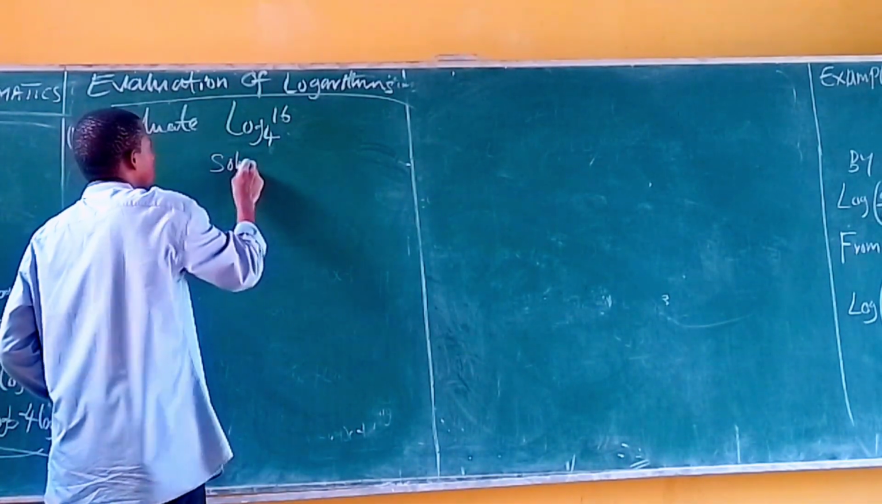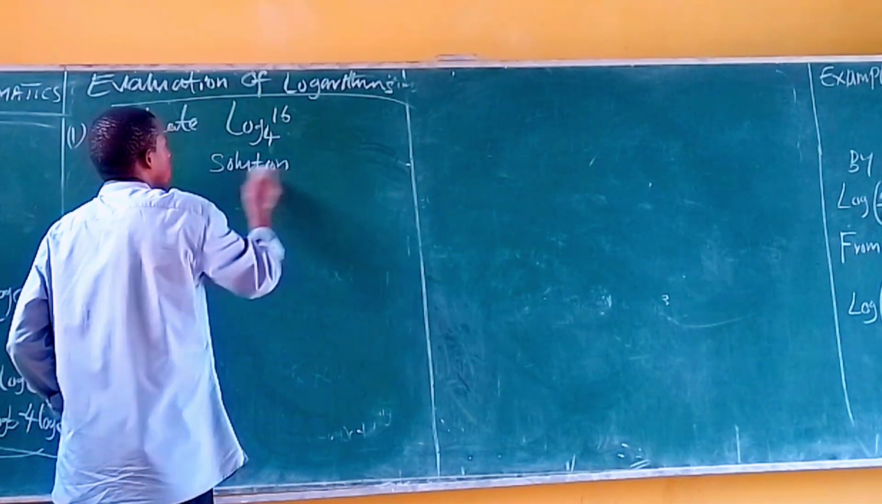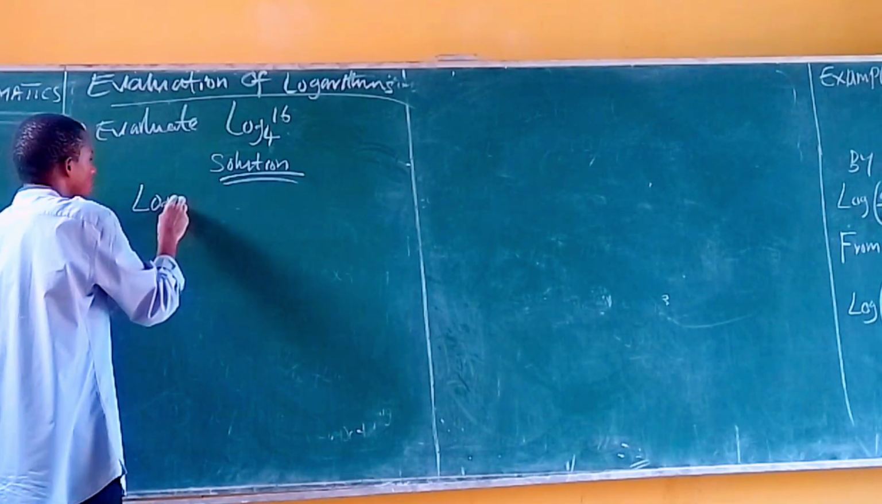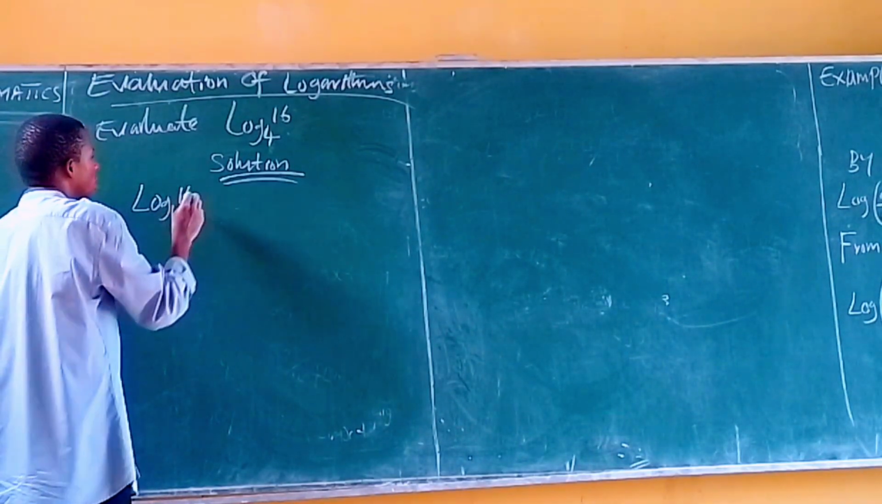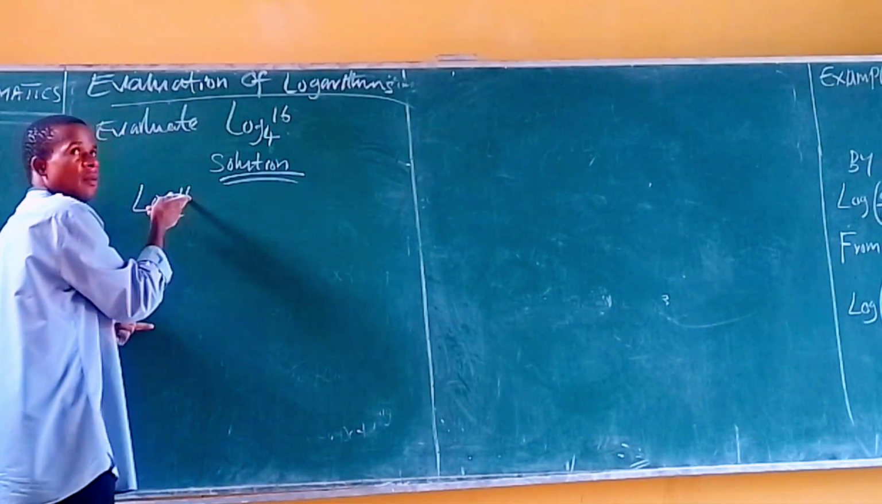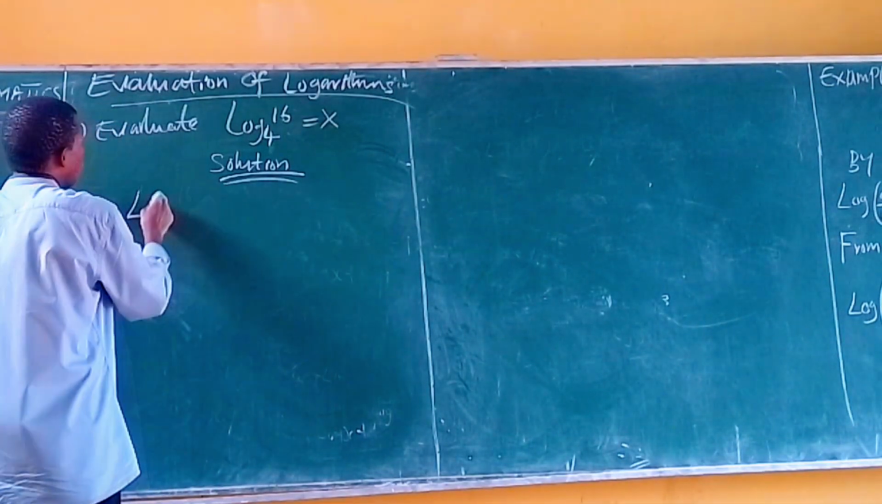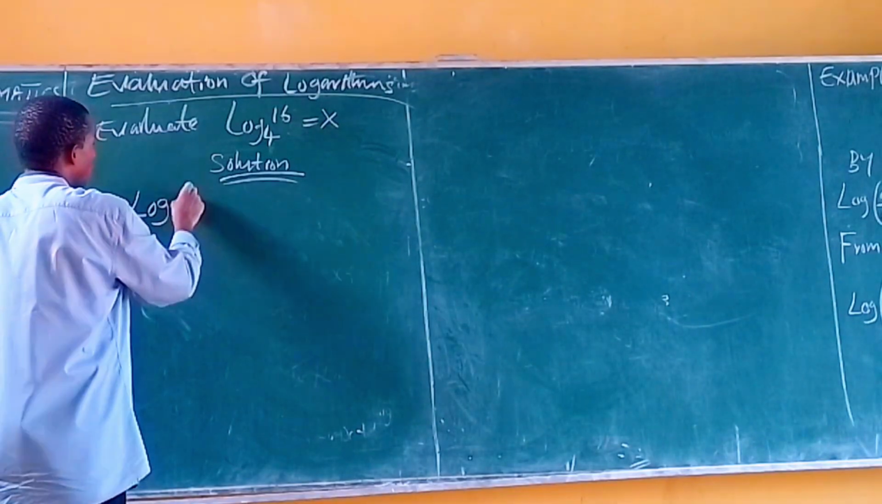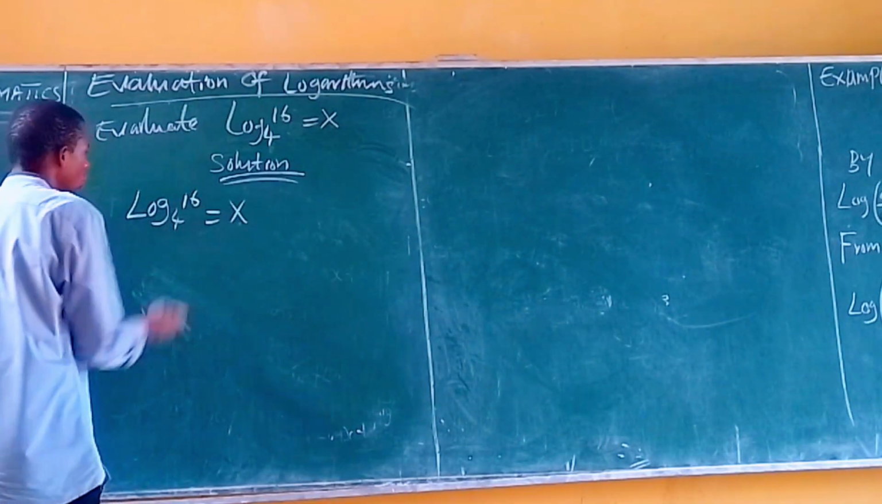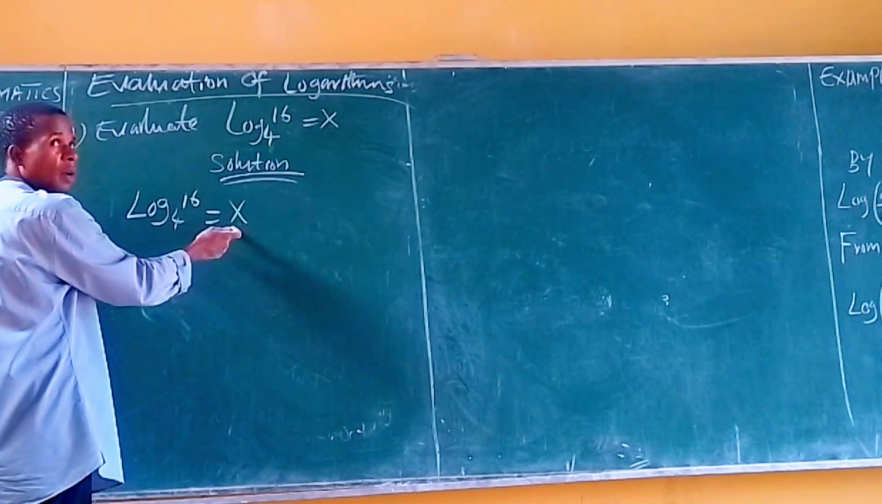Solution. This is our question. We have log of what? Base 4, right? This is what? 16. Now the number is 16. Since we are looking at how to evaluate this, we have log base 4 of 16 equals x, right? Now we are looking for x. For us to get this x, we don't know what the power is, right?